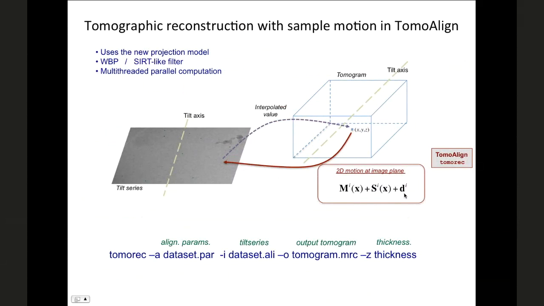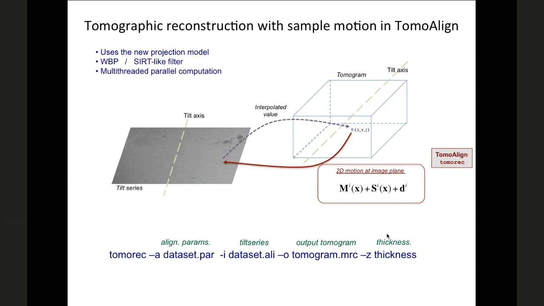TomoRec is very simple to use. TomoRec, then the alignment parameters coming from TomoAlign, the tilt series used for the reconstruction, and the output tomogram, and we have to indicate the thickness of the tomogram. There are additional options to tune the parallel computing, the multi-core implementation, and to play with different filters for the reconstruction, ramp filtering, or even some circle-like filter.